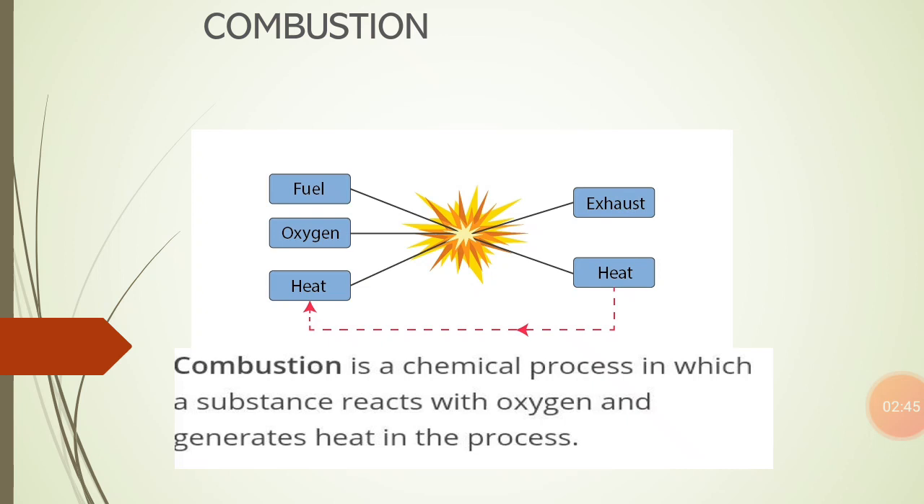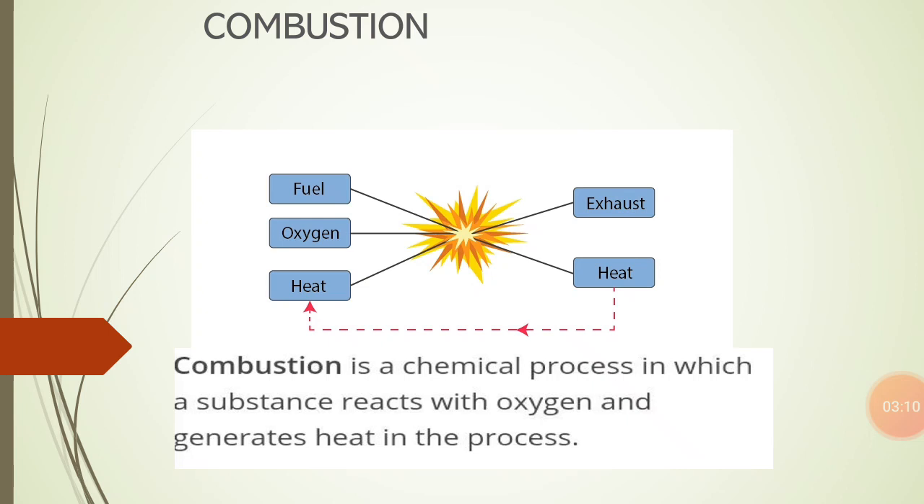We will also know what are combustible substances. The substances that undergo combustion are known as combustible substances. For example, I have given you examples such as wood, coal, charcoal, petrol, diesel, CNG. These all are examples of combustible substances because they undergo combustion.